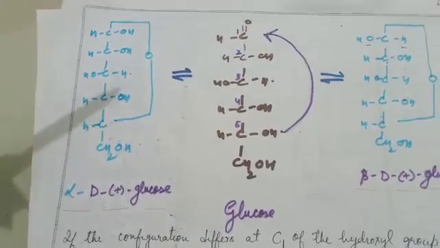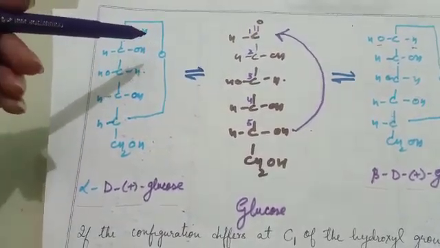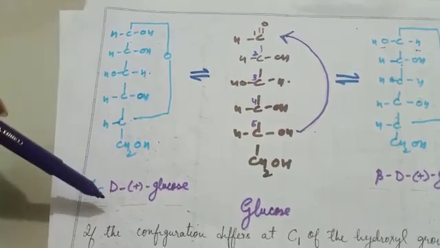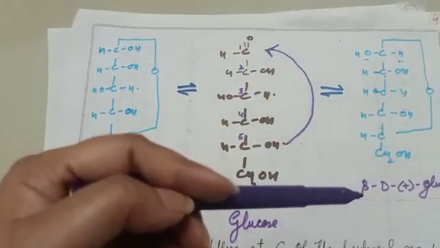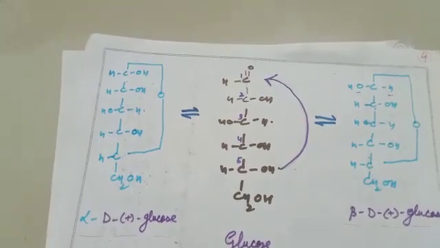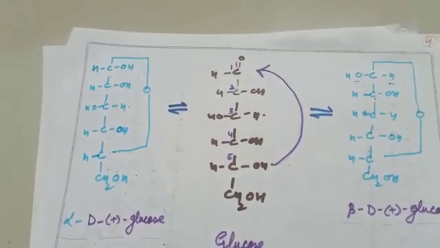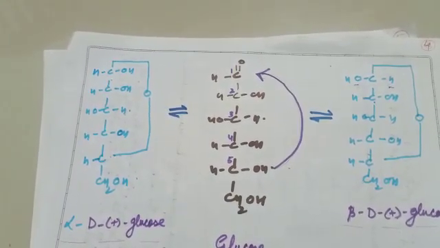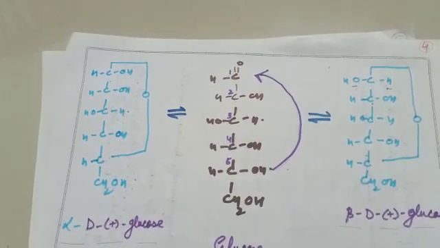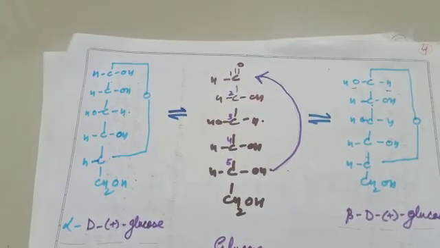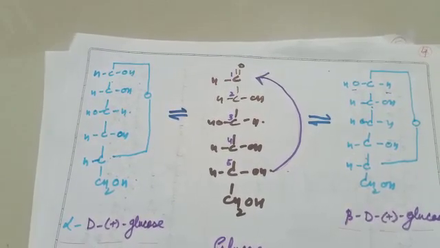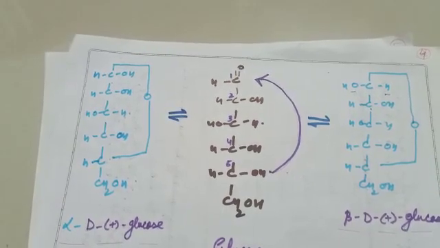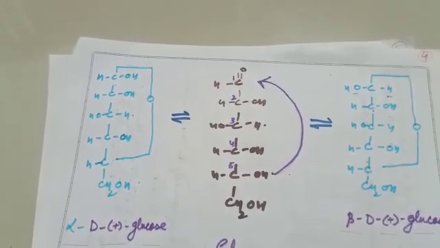Now, if at the carbon 1, the OH is on the right hand side, it is said to be alpha. And if the hydroxyl group is on the left hand side, then it is said to be beta glucose. Okay. So alpha and beta glucose are in equilibrium with the open chain structure of glucose. And how do you get the hemiacetal structure? When carbon 5 OH migrates to carbon 1. And if the OH is on the right hand side, we say alpha glucose. And if it is on the left hand side, we say it is beta glucose.